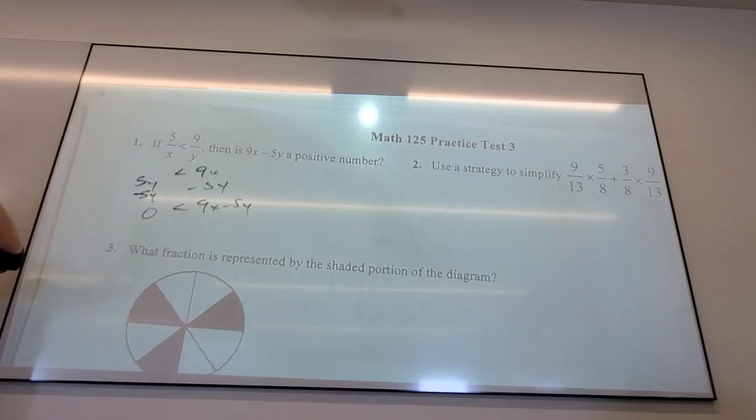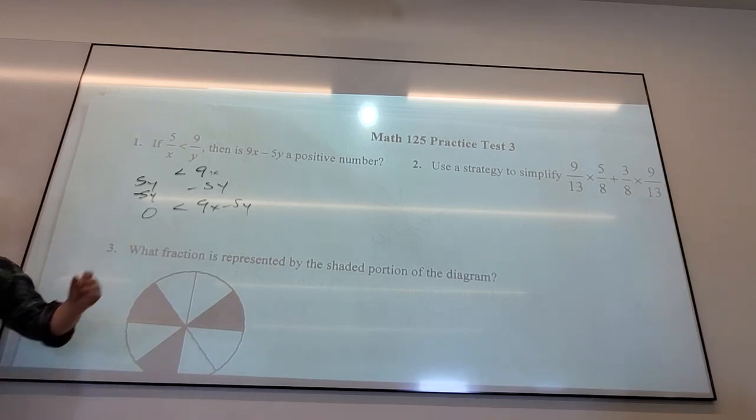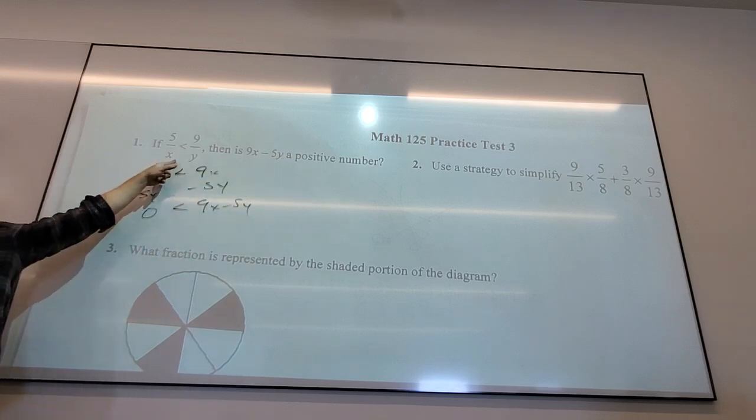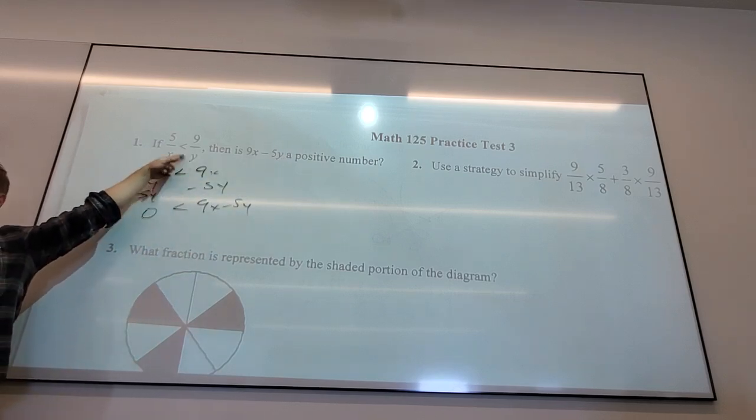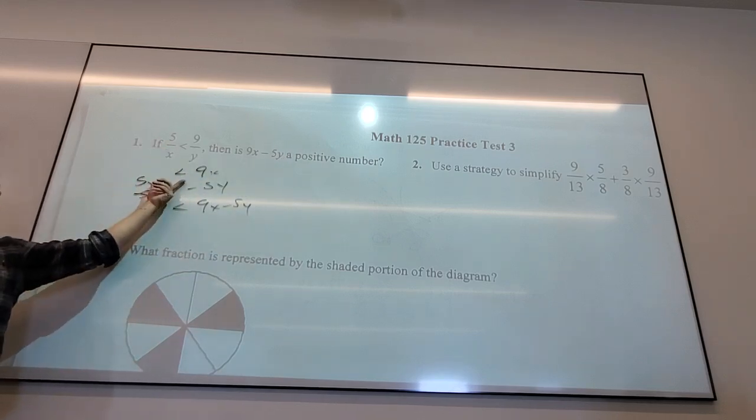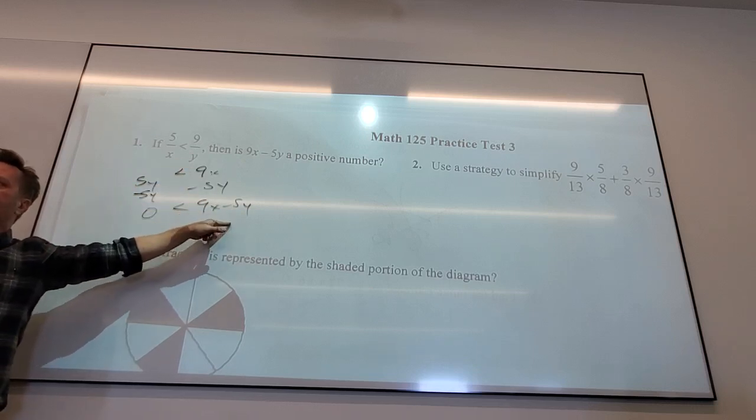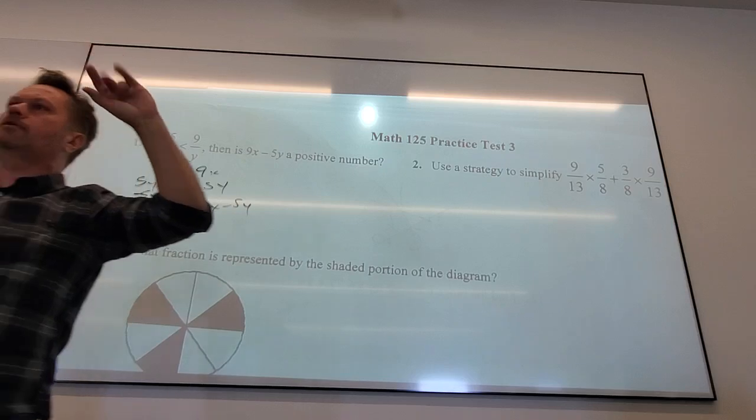And again, it wasn't a matter of directly getting that answer. I had to realize, how do I create this statement from the only thing this guy told me? So if I cross multiply, I can then start creating that statement, and then I know something about 9x minus 5y now.